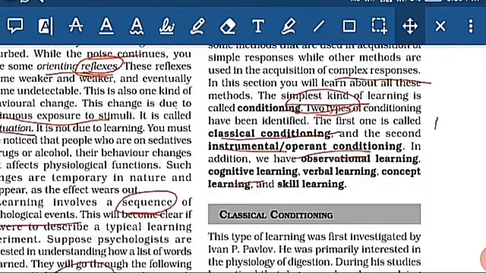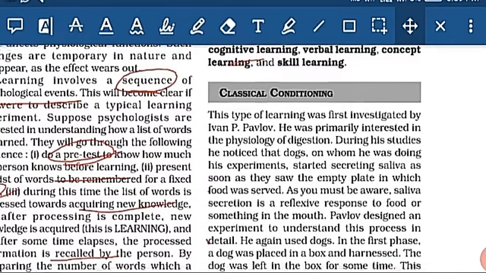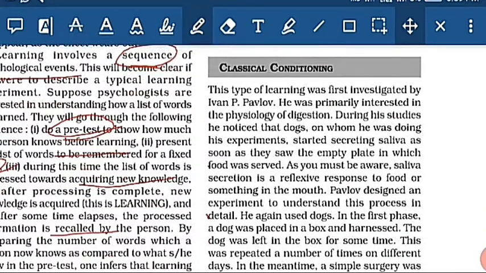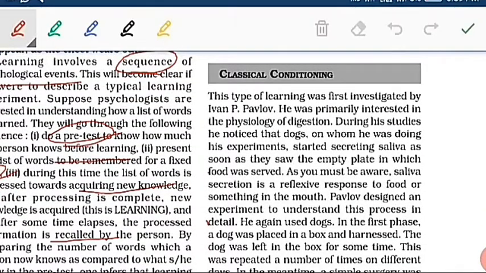So we will move with our first learning conditioning, that is known as classical conditioning. These are very important theories given in psychology, and you will see that after understanding these theories you can see and experience all these things in your day-to-day life also. So classical conditioning was first given by Ivan P.